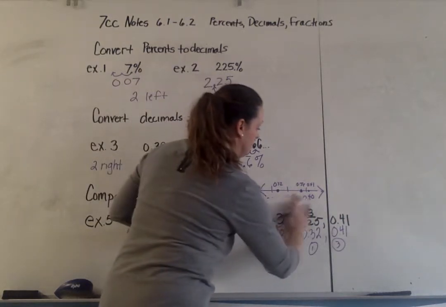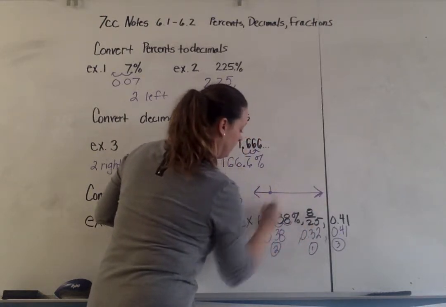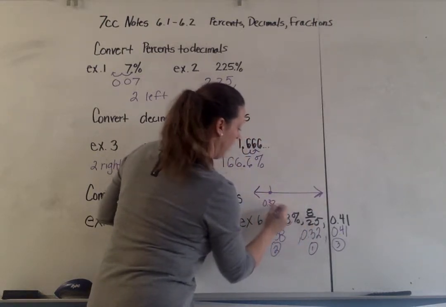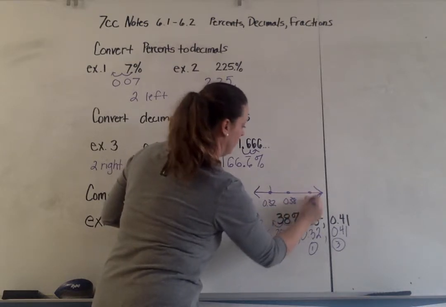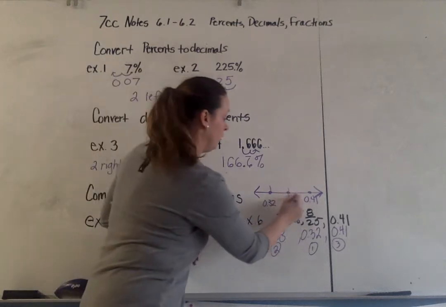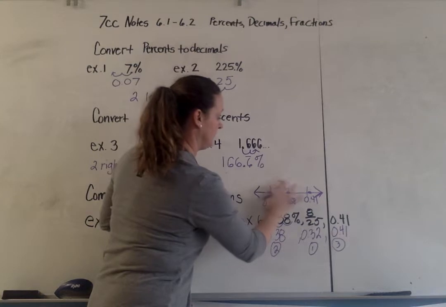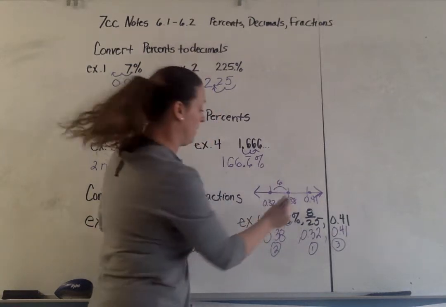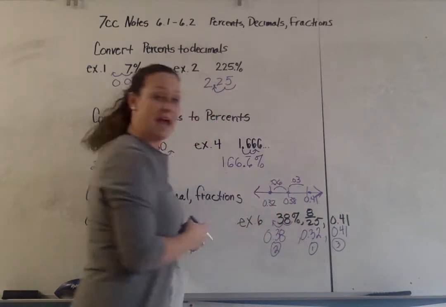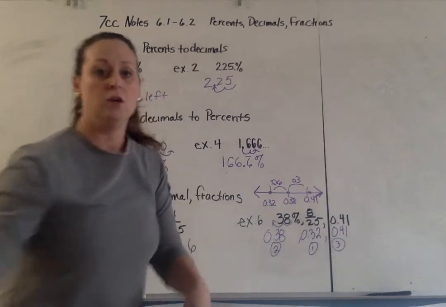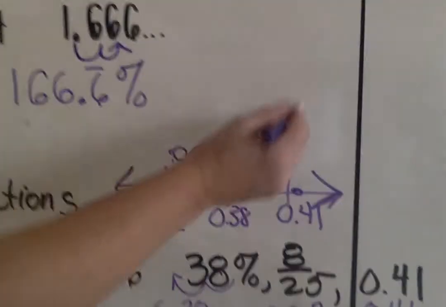I can't do this. Put a dot here and say this is 32. I can't put a dot here and say this is 38 hundredths, and I can't put a dot here and say that's 41. Those are not equal. This is 6 hundredths away, and this is 3 hundredths away. They are not equal. I cannot do that. So when graphing, you have to make sure that those intervals are the same distance apart, and this is not acceptable.